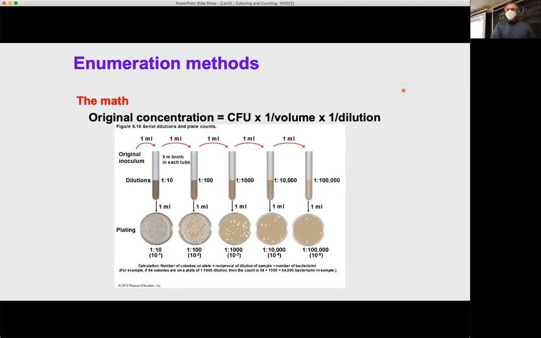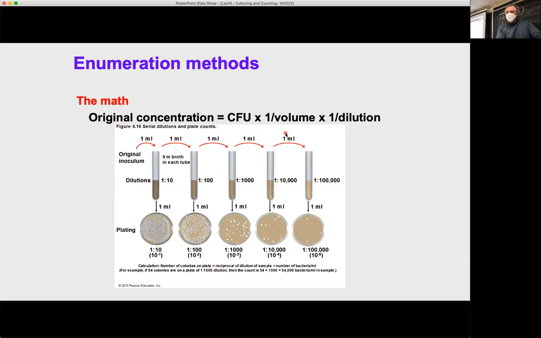And here's another slide. This slide shows you, so you take the CFUs, CFUs are the colony forming units. So in the third plate, I have here 54. So 54 times 1 over the volume. 1 over the volume is 1 divided by, is it 10? Times 1 over the, 1 mil.